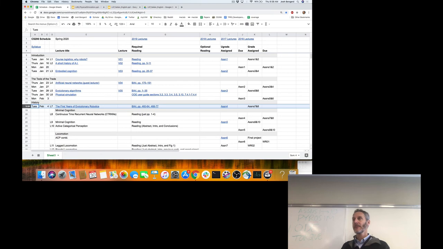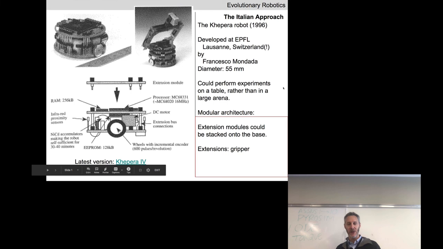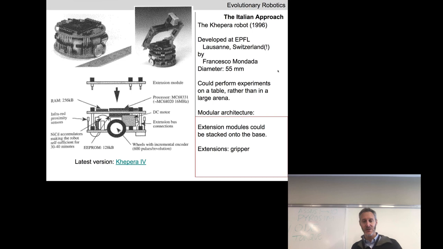All good? Okay, so let's go all the way back to 1996, the year in which the very first evolutionary robotics experiment was published. We're going to look at two experiments in this lecture. We'll just start on the first one today. Both were published in about the same year. There's a little bit of argument about who was first, of course, in academia. But these two simultaneous studies were both interesting in their own right.